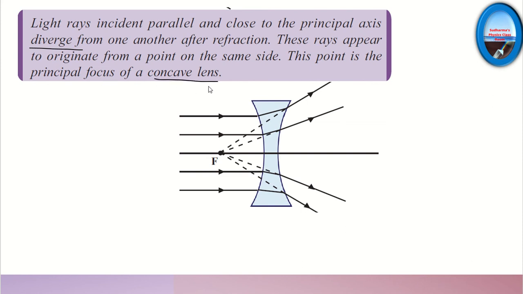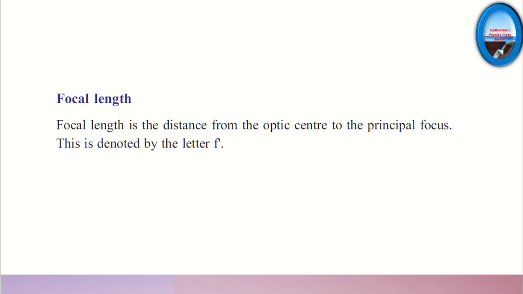Or in another way, we can say that a parallel beam of light appears to diverge from a point on the principal axis. We feel that it is going away from this point on the principal axis. That is called the principal focus of a concave lens. So hope you understood the principal focus. Now, what is focal length?